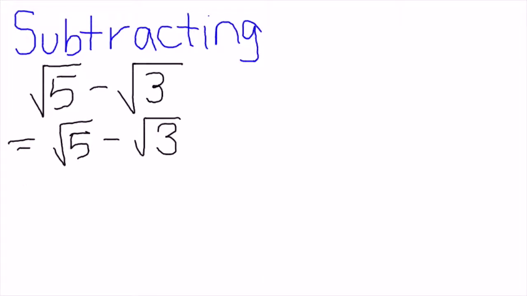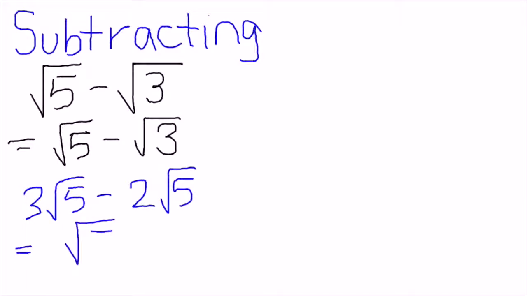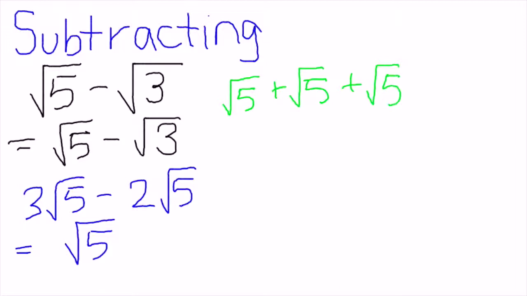If we are given the expression 3 root 5 minus 2 root 5, we get root 5. As you know, 3 root 5 means there are 3 lots of root 5s, so root 5 plus root 5 plus root 5, and minus 2 root 5s means there are 2 lots of root 5s, minus root 5 minus root 5. So if we simplify this, we get root 5.